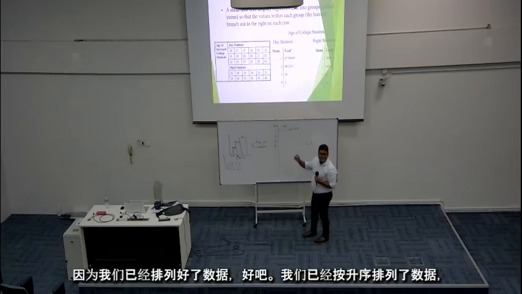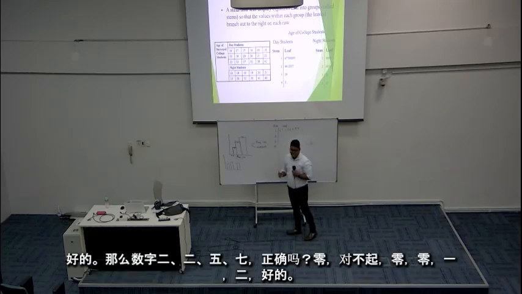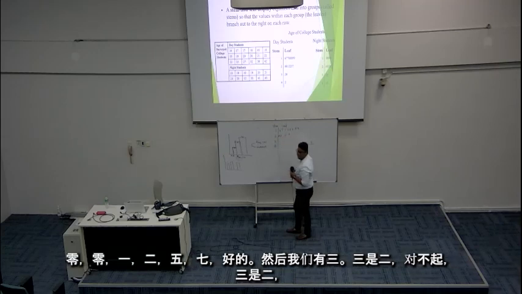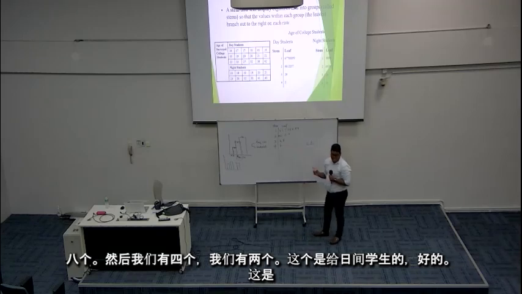Why does it become like this? Because we already arranged the data into ascending order. So, number 2: 0, 0, 1, 2, 5, 7. And then we have 3: 3 is 2 and 8. And then we have 4, we have 2. This is for the day students.